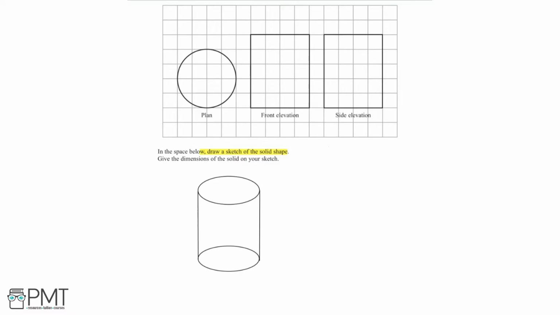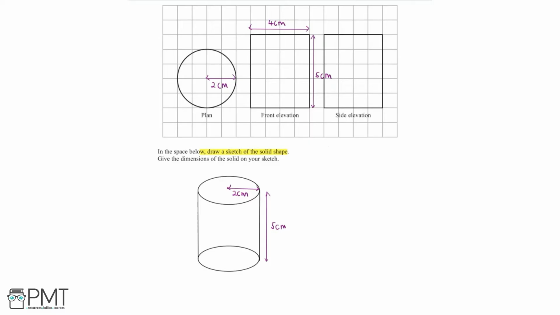Now looking at our plan, we can see that the radius of this circle is equal to 2 centimetres. We can also see that the height of the rectangle is equal to 5 centimetres, and that the width of this rectangle is equal to 4 centimetres. And so we can put these dimensions on our diagram below. We know that the radius of the circle is 2 centimetres. Now the height of our front elevation and side elevation would be the same as the height of our rectangle, and so we can say that our rectangle is 5 centimetres long.